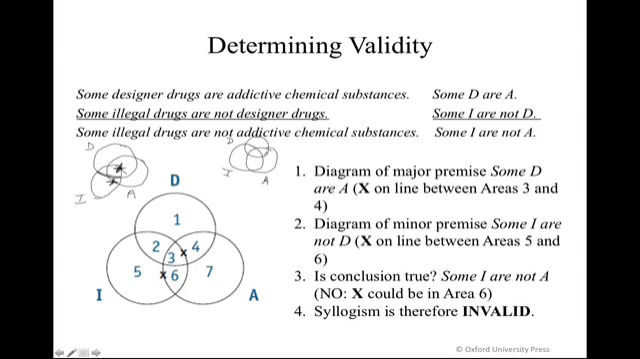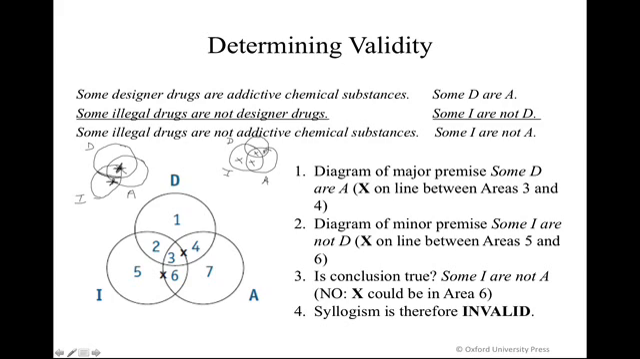Some designer drugs are addictive. You could put an X here and an X here. In other words, you could put an X in area 4 and in area 3. That's separating out the line straddling, right? You're saying, okay, could be here, could be here. Similarly, some illegal drugs are not designer drugs, so we could say that there's an X here or here. That's area 5 and area 6 respectively.